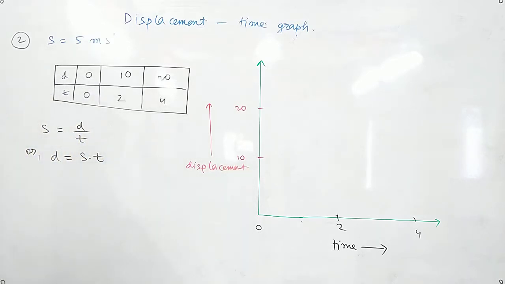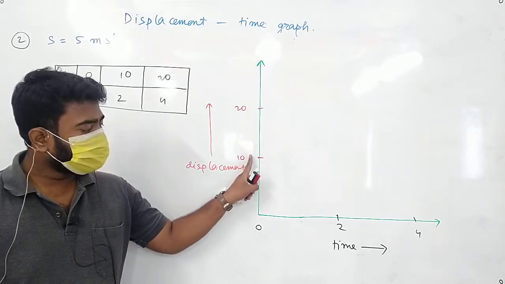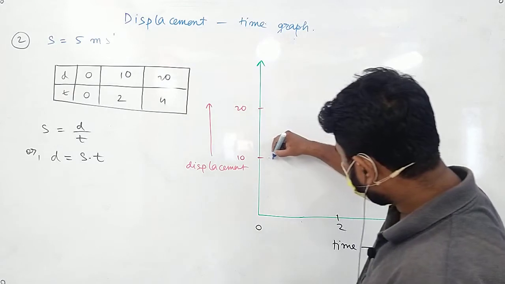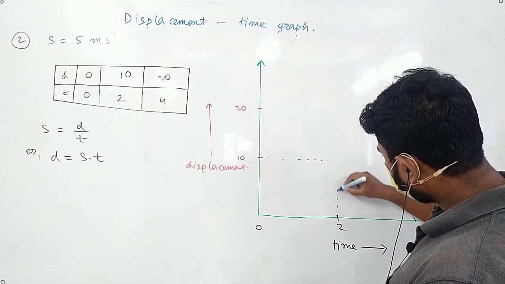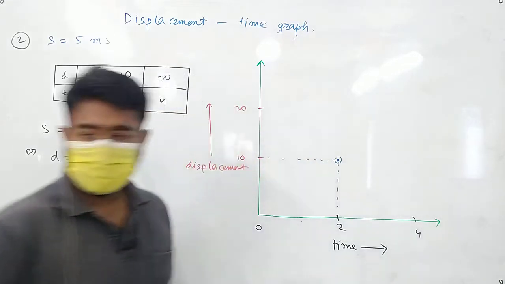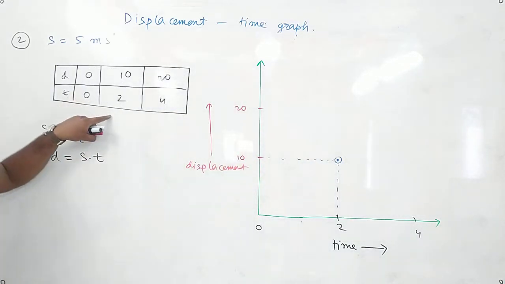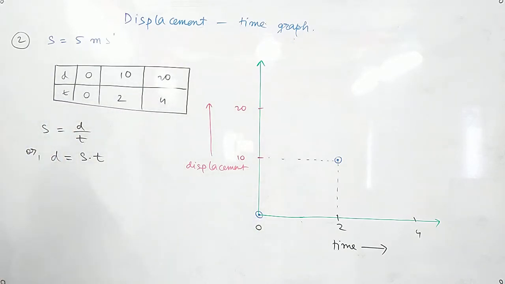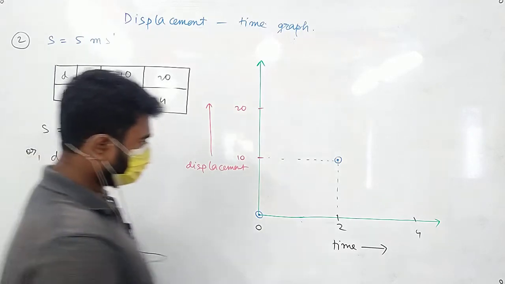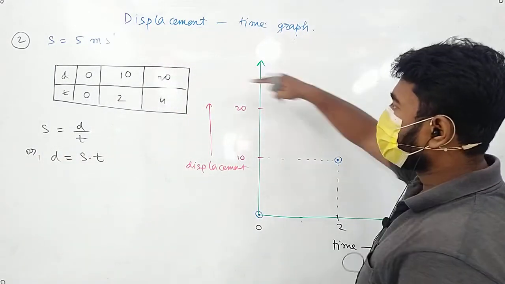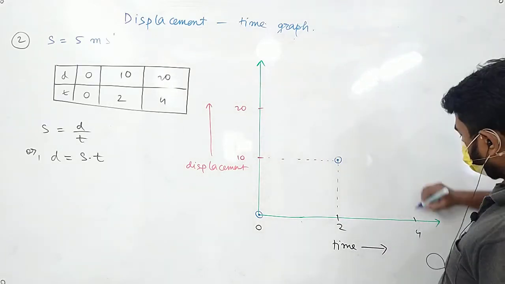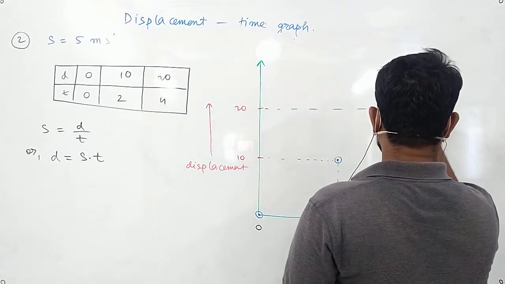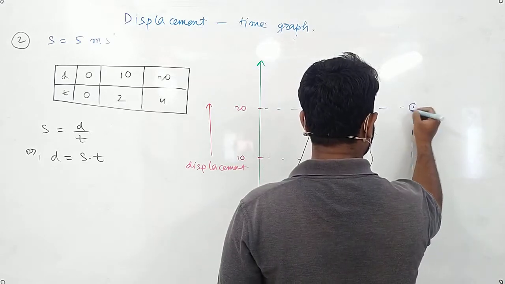Okay. Now let us plot this one. 10 meter in 2 seconds. Will it be like this one? 0 meter in 0 second. Will it be like this one? And 20 meter in 4 seconds. Will it be like this one?